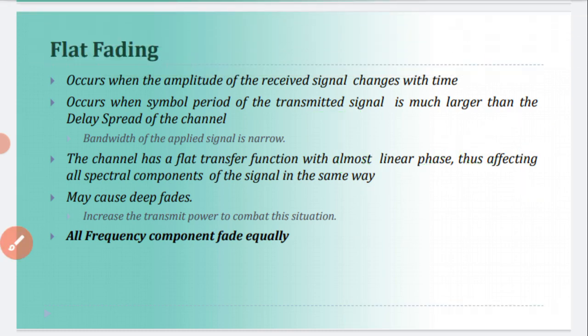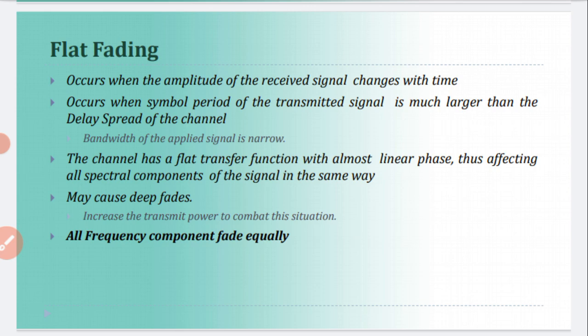In this case, the bandwidth of the signal is narrow. We know the bandwidth of the signal is less than the bandwidth of the channel. So we can say that the bandwidth of the applied signal is narrow in this case. Here the channel has a flat transfer function with almost linear phase, thus affecting all spectral components of the signal in the same way. We will see that in the next figure.